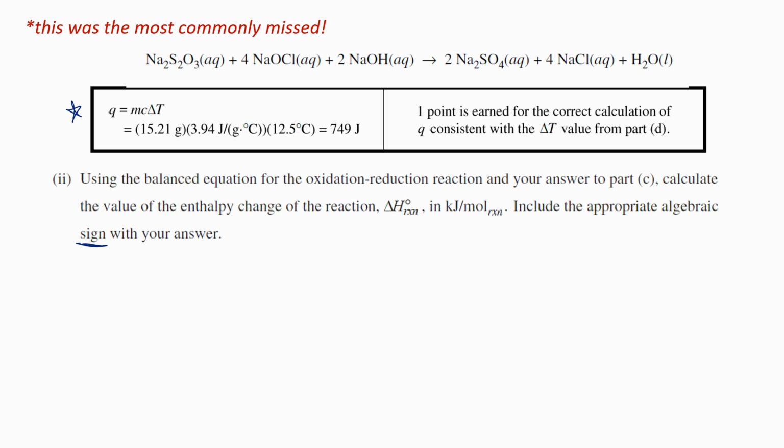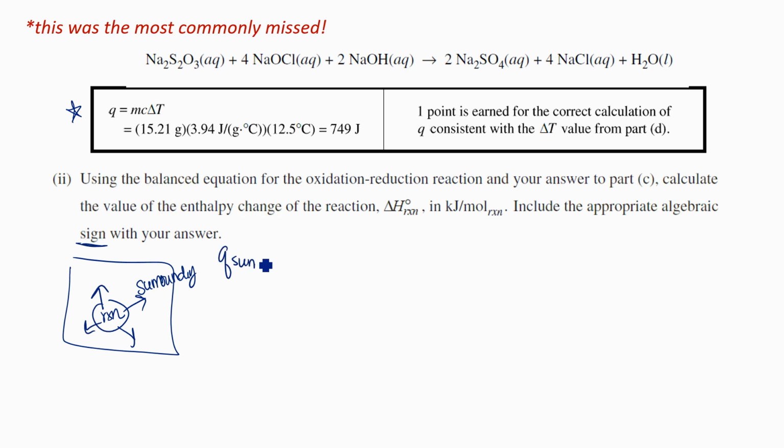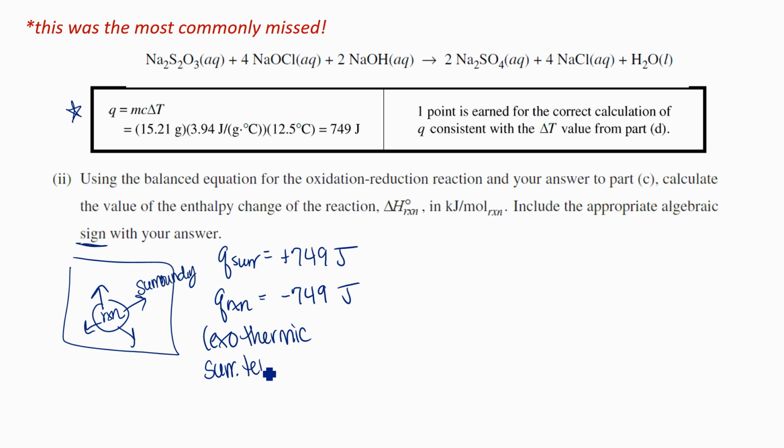So one thing you want to keep in mind is if you think about what's happening here in the system, you have this reaction, and then when you're doing calorimetry, you're measuring the surroundings. So the surroundings increased in temperature. That means the reaction released energy. So basically the surroundings, we saw the temperature went up. So that means they gained energy. They gained 749 joules of energy. That tells you that the reaction gave off 749 joules of energy. So it looks like this reaction is exothermic. And we can tell that because the surrounding temp increased.